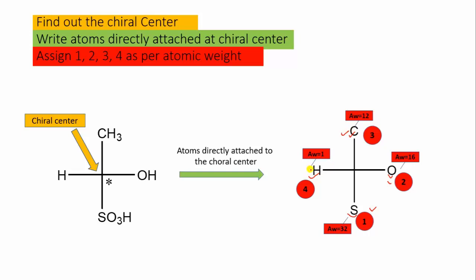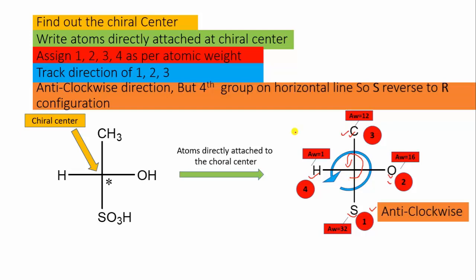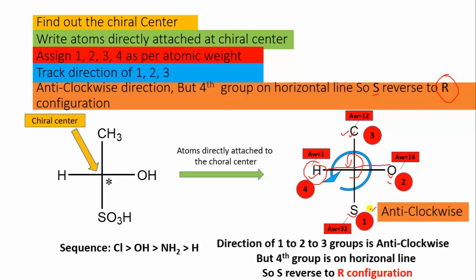Then you have to give the direction 1, 2, 3. So here it is an anti-clockwise direction, 1, 2, 3 anti-clockwise, but the fourth group is on the horizontal line, so S reverts to R. So the final configuration will be R configuration for this example. Let's see another example.